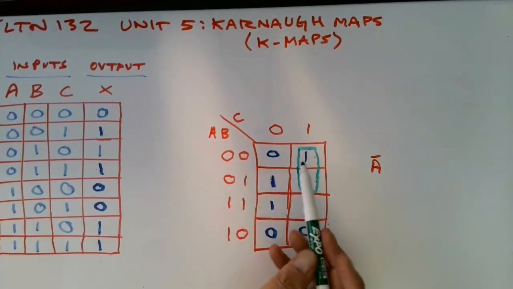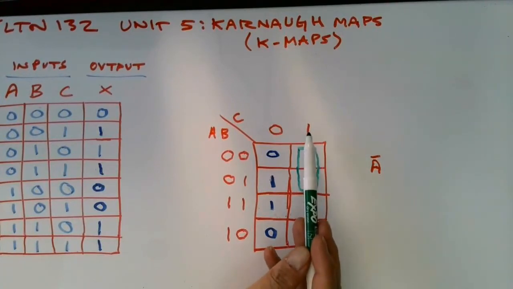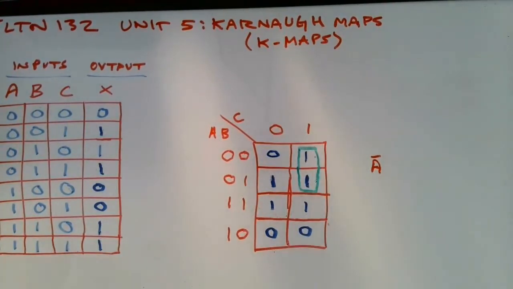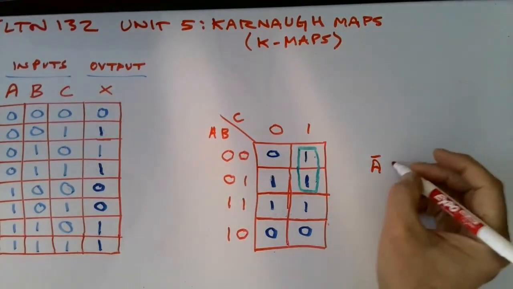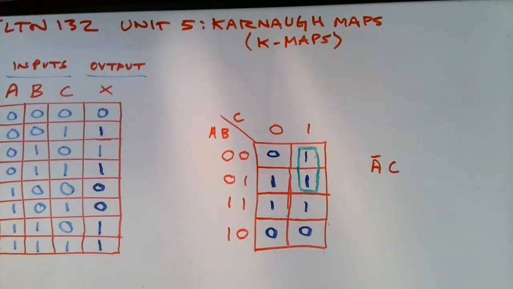Now, how about C? If we go from that row to that row, does C change? The answer is no. But what is the value of C? It's 1. So we write that then as C. A0 C. So that's one of the terms in our circuit.